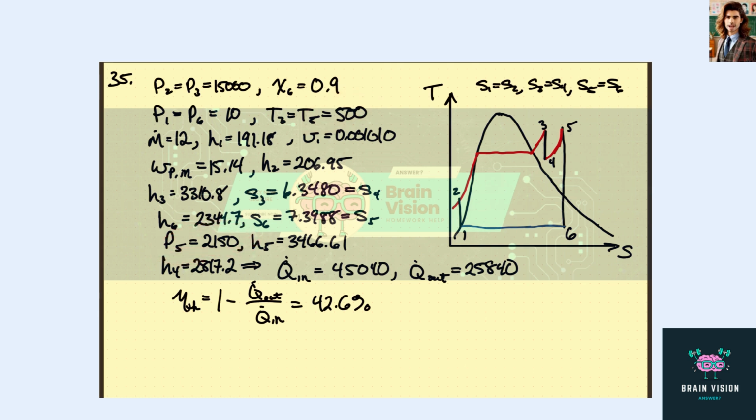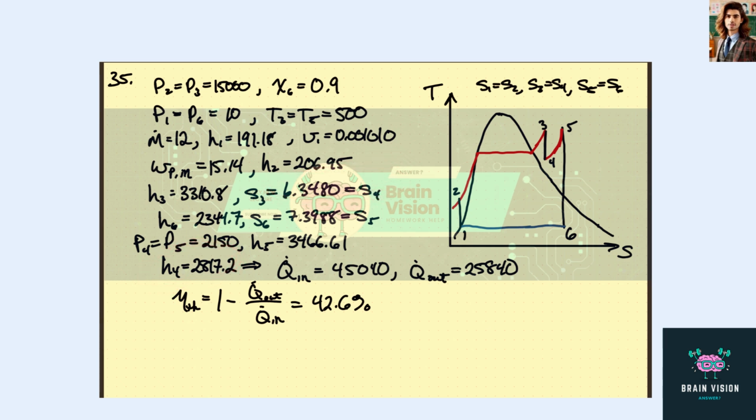So the pressure at 5 winds up being 2.15 megapascals. And so we can get the enthalpy at 5. And we can get the enthalpy at 4 because we now know this is also the pressure at 4, so that's a constant pressure line. We know the pressure at 4, and we also know the entropy at 4 from here. So we can get the enthalpy at 4.